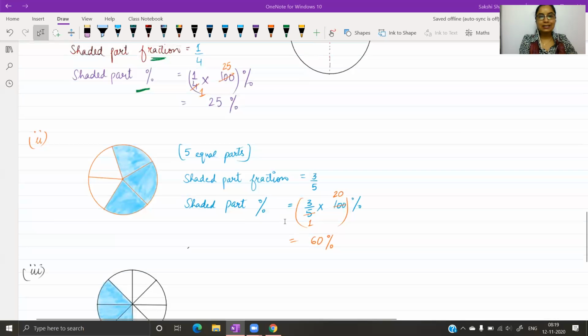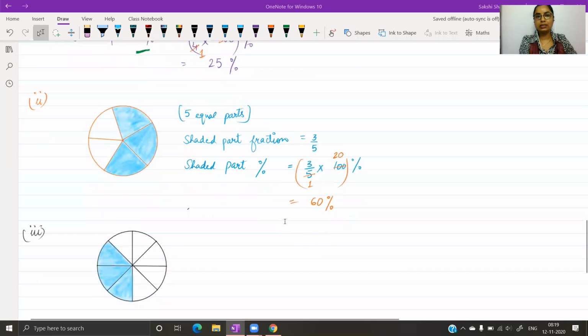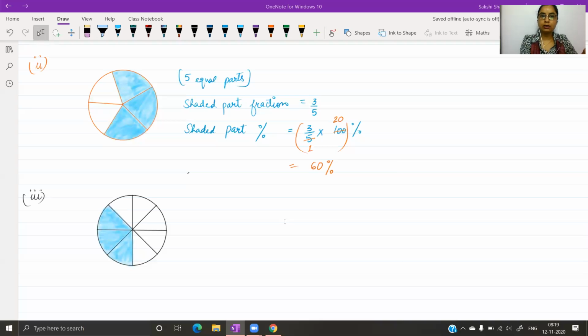Then the second and third parts are easy. You don't have to do anything to the figure. You already have equal parts. You can directly write the fraction and then convert it into a percentage. So I have done the second part. I could see 5 equal parts, out of which 3 are shaded. So the fraction becomes 3/5. And then I have changed that fraction to a percentage.